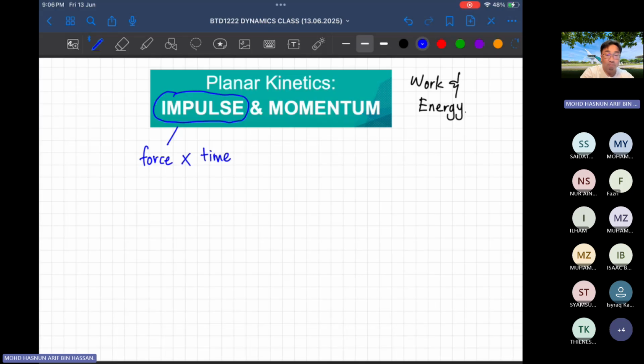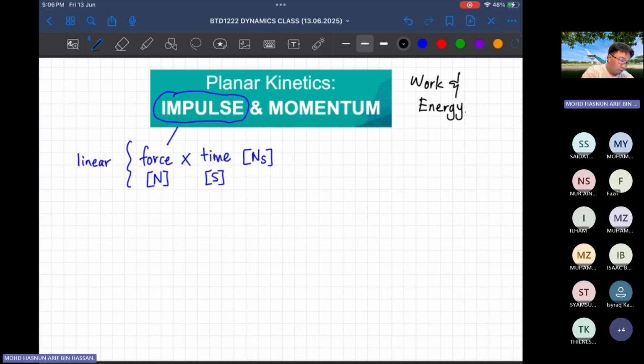Force multiplied with time will give you impulse. Force has the unit of Newton, and time has the unit of seconds. So when you calculate impulse, the unit for impulse will be Newton seconds, right? So it is basically force multiplied with time. This is for linear motion.